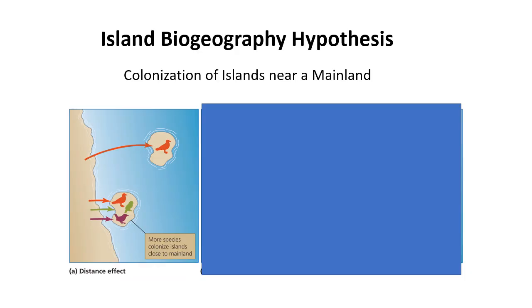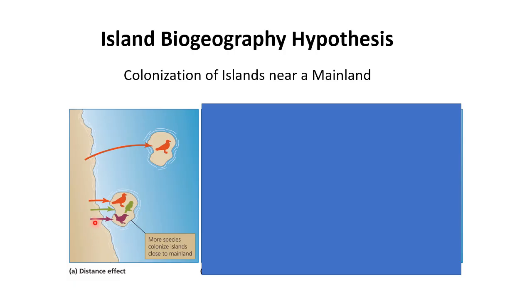So I'd like you to know some hypotheses of island biogeography so that we can later apply them to habitat fragmentation. The first is what's called the distance effect. This looks at colonization of islands near the mainland. Basically, how many species are going to move from the mainland to an island and colonize it, start living there? Not surprisingly, what we find is that the closer you are to the mainland, the more species are going to colonize that island. It's closer for them to get to. It's more likely that they'll find it.